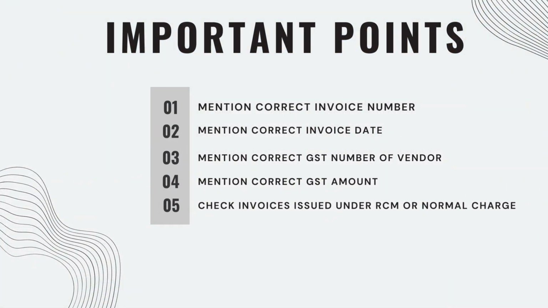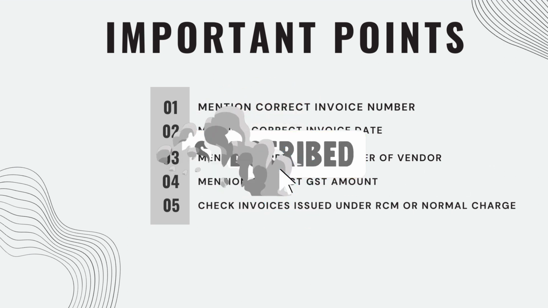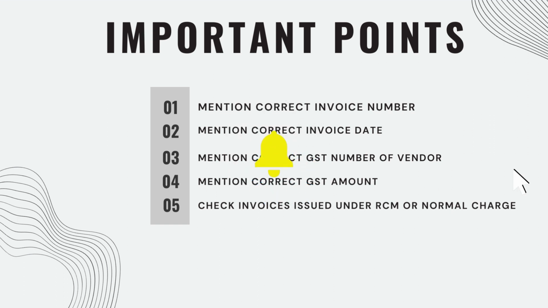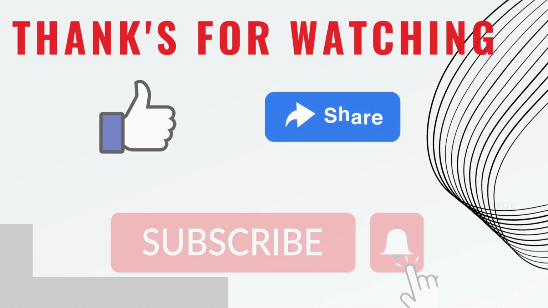Now here I am giving some important points which we need to take care of while punching the entries in system. First is to mention the correct invoice number. Second, mention the correct invoice date. Third, mention the correct GST number of the vendor. Fourth, mention the correct GST amount. And fifth, check the invoices issued under RCM or normal charge before punching the entries.